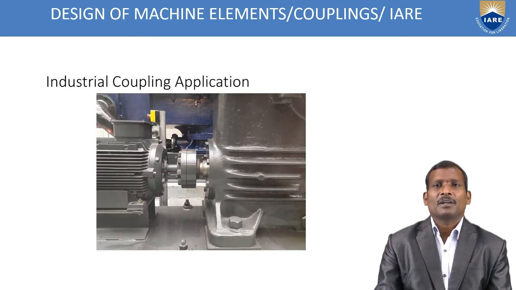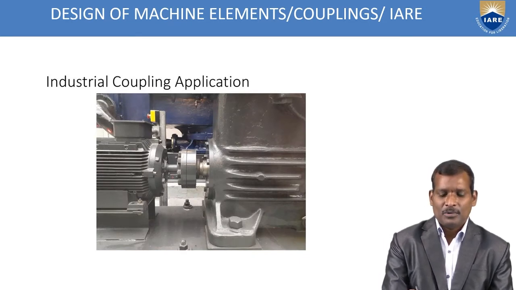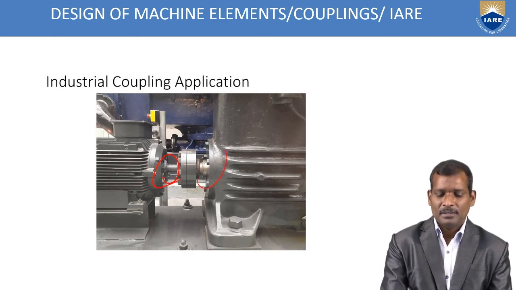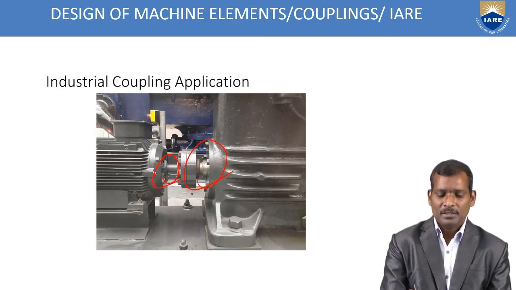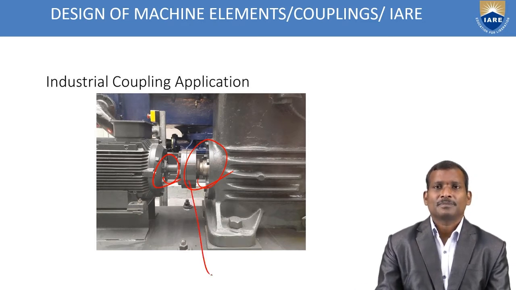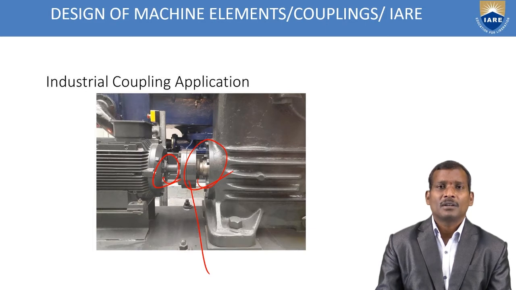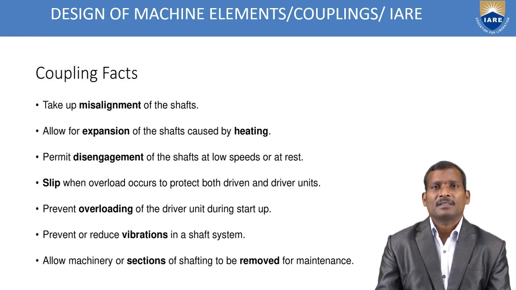So in industrial coupling applications, see here, the motor shaft is connected with another element shaft with the help of this shaft coupling. These couplings are called rigid couplings. Why? Because these two shafts are perfectly aligned with each other. The rigid coupling is used for coaxial shafts.